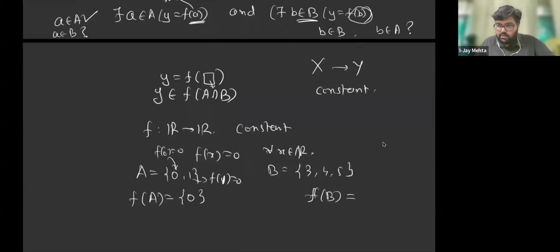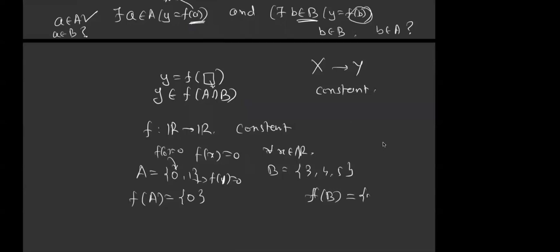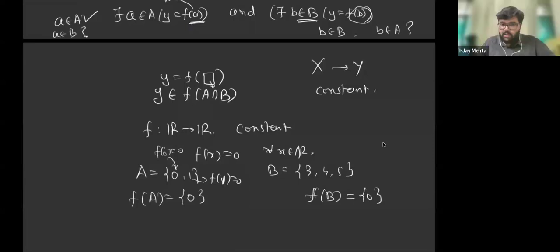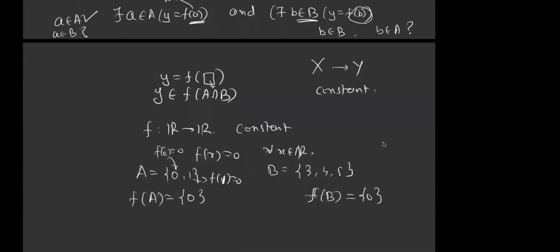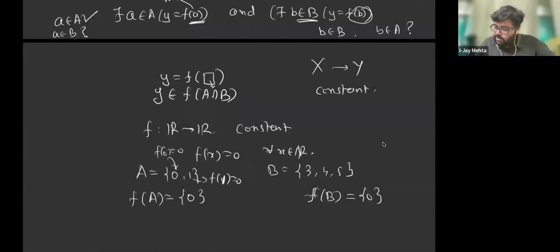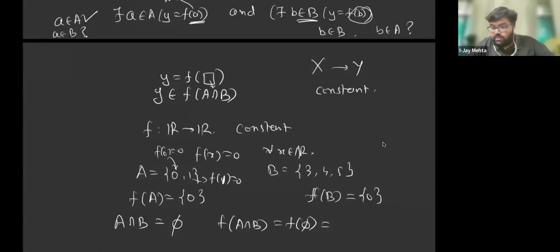So 0. It's a constant function. So what is f of A intersection f of B? 0. And what is A intersection B? Empty. So what is f of A intersection B? f of empty set. Did you try yesterday? What is f of empty set? Adya, what is f of empty set?